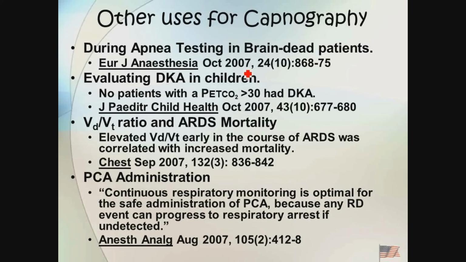This one was very interesting. This is an old study back in 2007, but I think it still holds promise. Patients who had an elevated VD/VT early in the course of their ARDS had poorer mortality. Interesting. So somebody who basically had areas that were underperfused had poorer outcomes. So take it for what it's worth. I think that's one that we should be doing more research on.